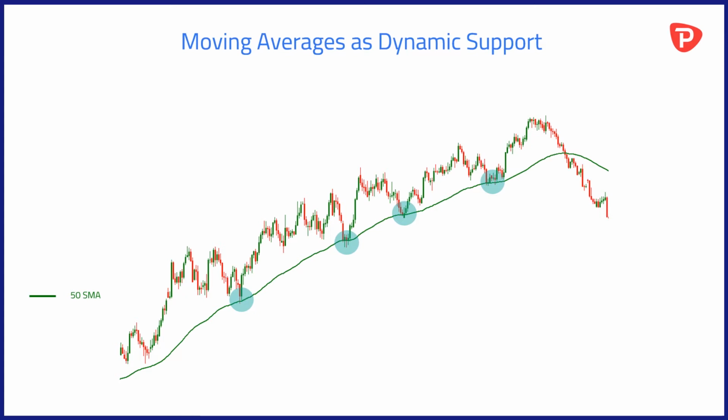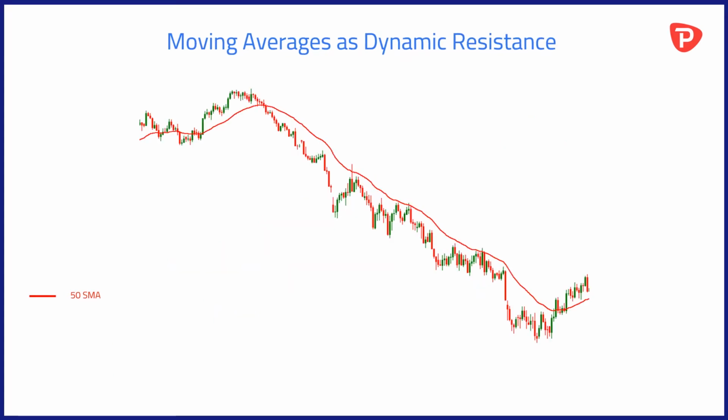Moving averages can also act as dynamic resistance in a downtrend. Again, unlike static horizontal resistance levels, moving averages are classified as dynamic resistance because they are constantly adjusting to what the current market is doing, as price makes lower highs and lower lows. The example that we see on the screen now shows that throughout this downtrend, price came back and touched the moving average and then rejected off it, only to continue in the original trend direction.